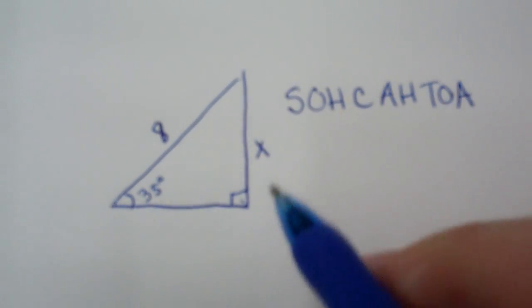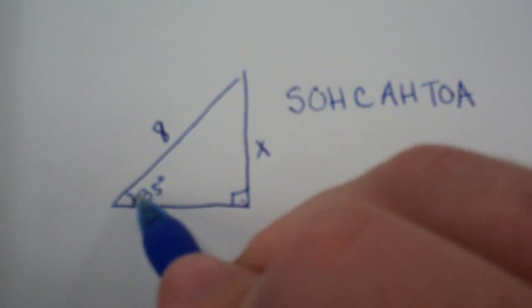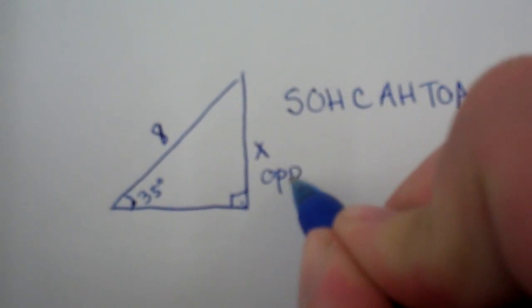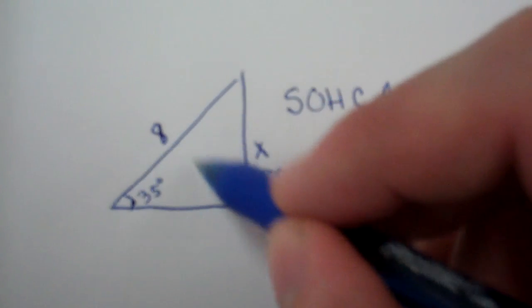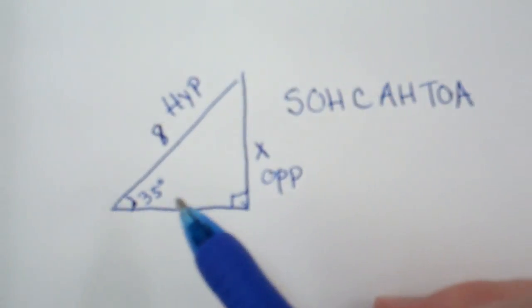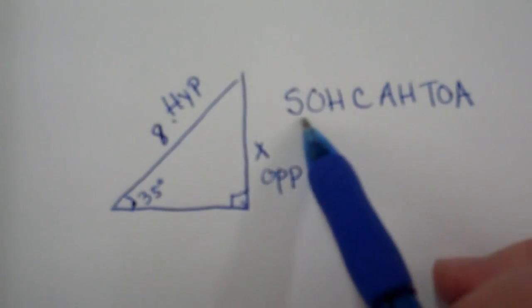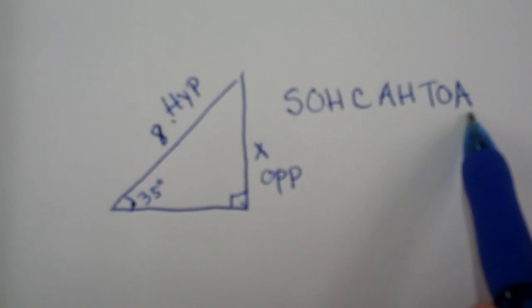SOHCAHTOA. Let's check. If this is my angle, then that means that across from the angle is the opposite. And if this is the right angle, across from the right angle is the hypotenuse. So in this problem I have an opposite and a hypotenuse. Which of these uses an opposite and a hypotenuse?